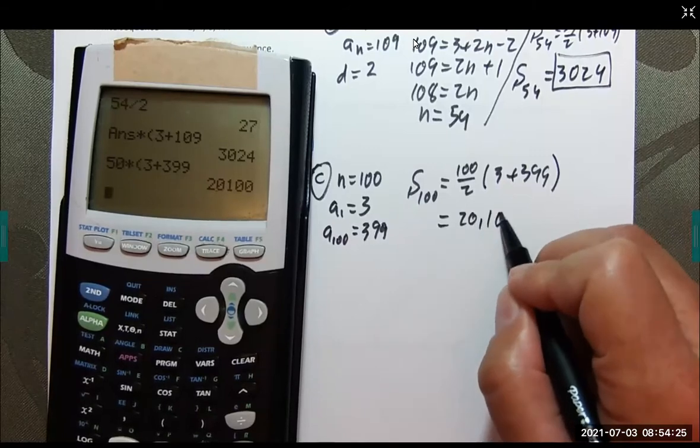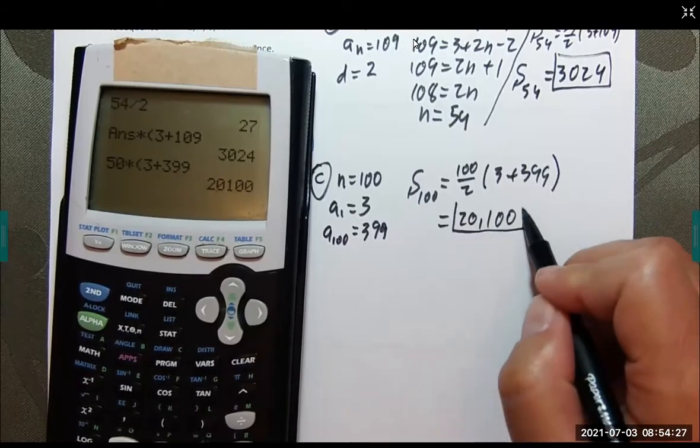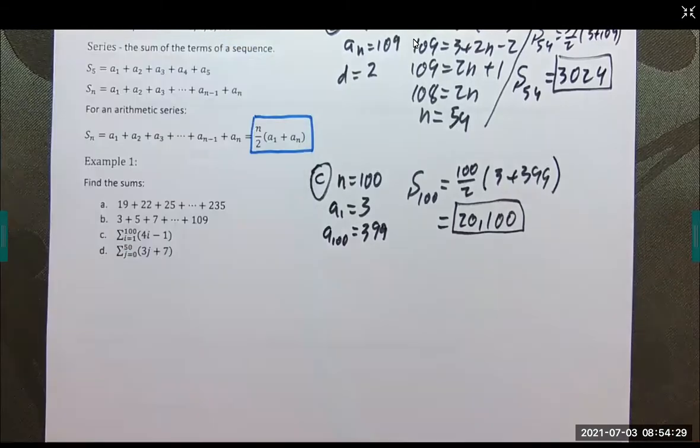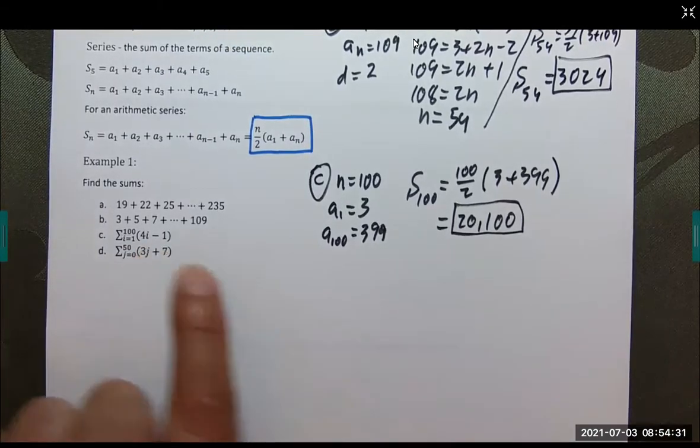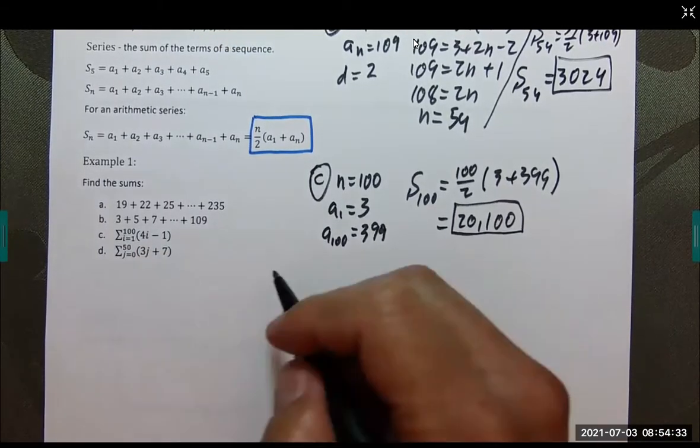20,100. So adding up all 100 terms of the sequence here, we get 20,100. Part D.